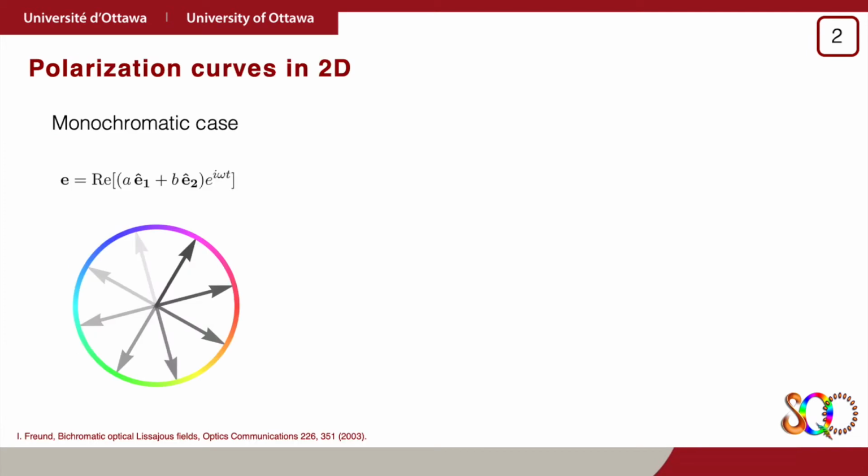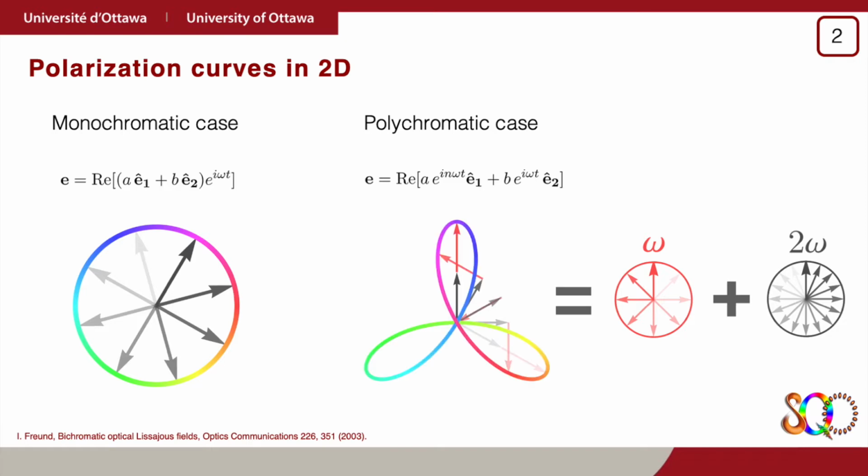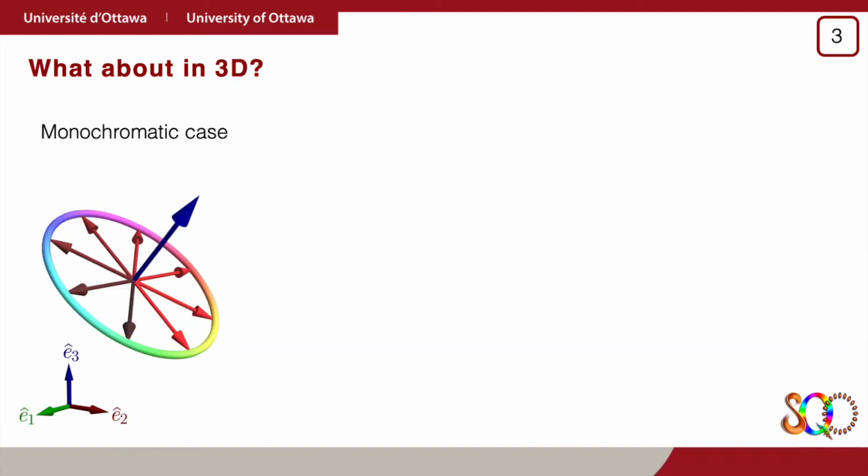It is well known that the tip of the electric field traces complicated curves as it evolves in time. For the monochromatic case, these curves reduce to the polarization ellipse. In the past decade, researchers introduced dichromatic polarization states generated by collinear superposition of two beams, leading to quartic plane curves, also known as Lissajous-like figures.